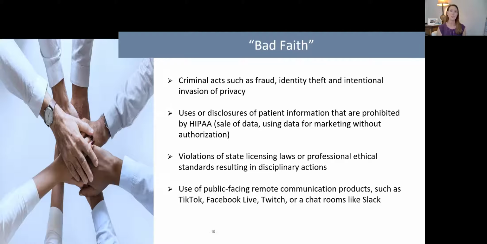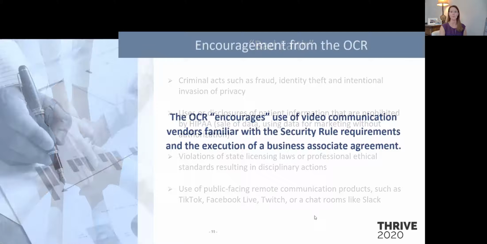Also, if you are using any public facing remote communication, like I talked about earlier, like TikTok or Facebook Live or Twitch, that's not going to be covered because they have specifically stated this is not okay. So they're giving us some wiggle room on some of these other ways to provide telehealth that maybe aren't HIPAA compliant, but they did draw the line. So we want to make sure that we're not crossing that line.